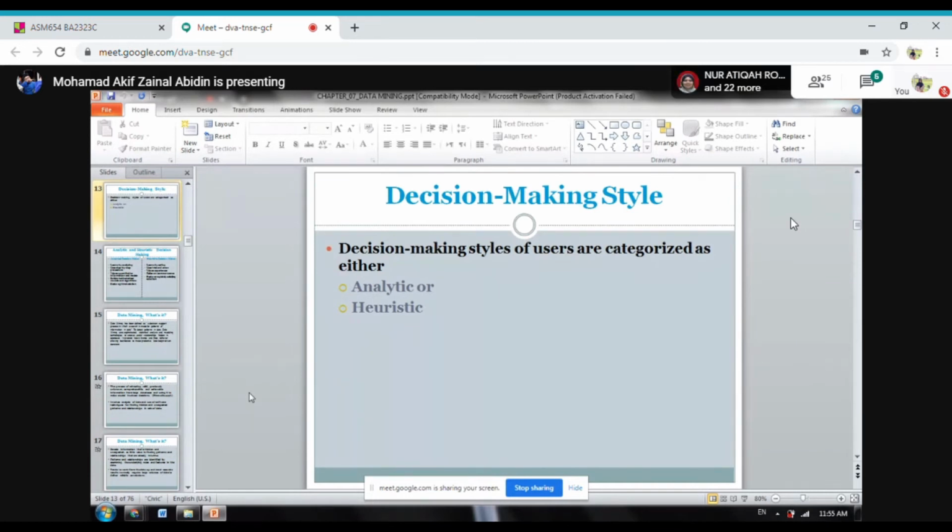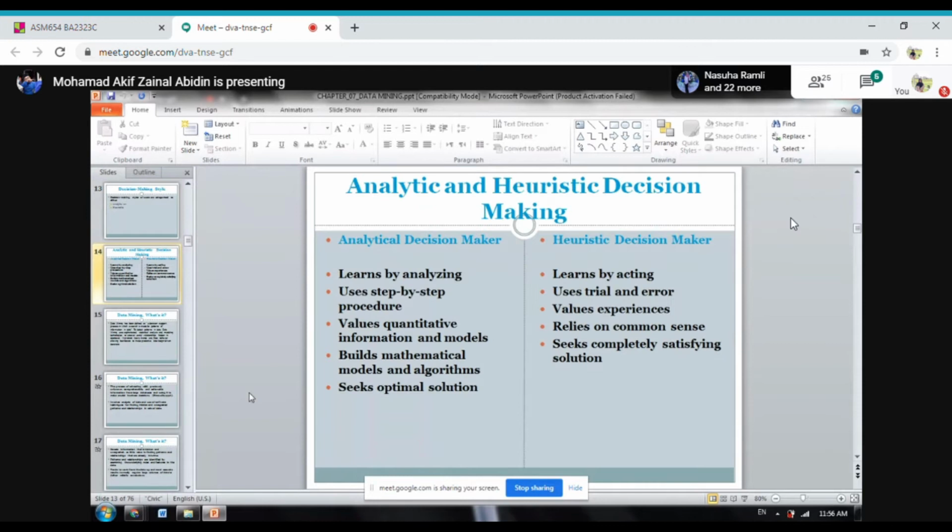Okay, the second question from chapter 7 will be the types of decision-making styles. There are two: analytical and heuristic. The next slides will define the characteristics. For analytic, you learn by analyzing and use a step-by-step procedure. Normally the values are quantitative information, and you build mathematical models. This is the external type of decision making. It refers to the data that helps you come up with decisions.